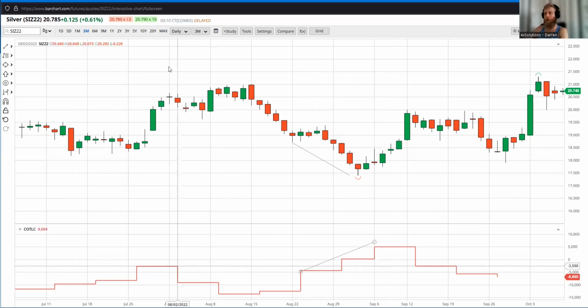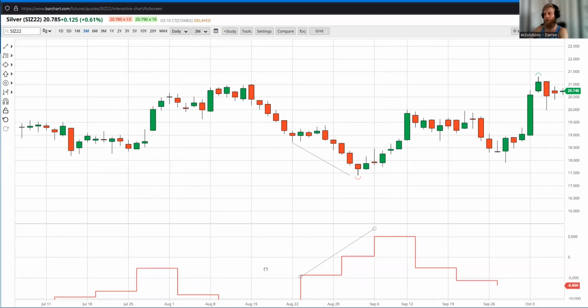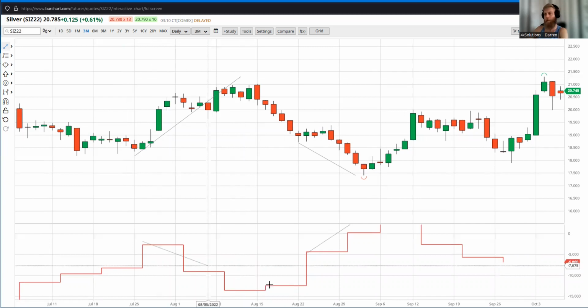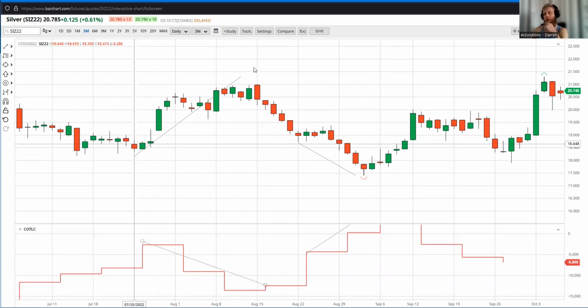And even here, look at this, right? So price is going up, right? What's happening to the COT data? It's going down. Look here, price going up, COT data going down. So they are selling into the up move and buying into the down move.